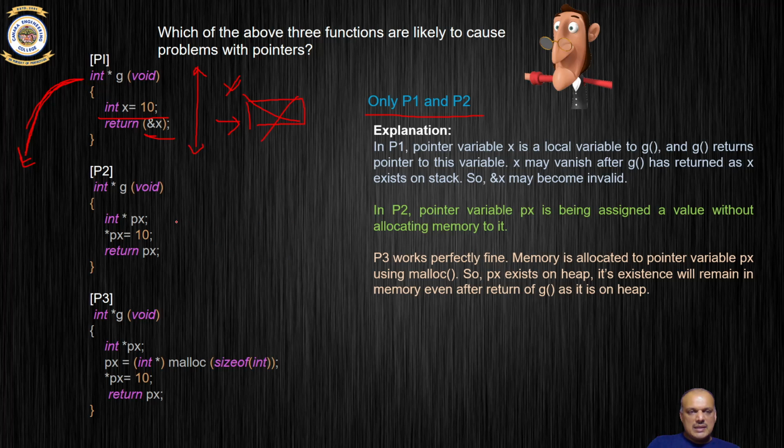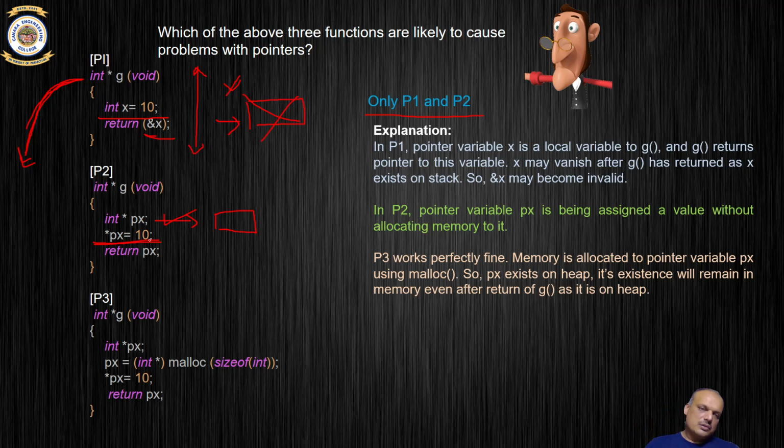About P2, what is happening? In P2, the pointer variable px has been assigned a value without allocating memory to it. So here there is a pointer, and as mentioned here, it has not been initialized. It is not pointing to any variable or any memory space, and then I am instructing the pointer to store the data 10 in this memory.